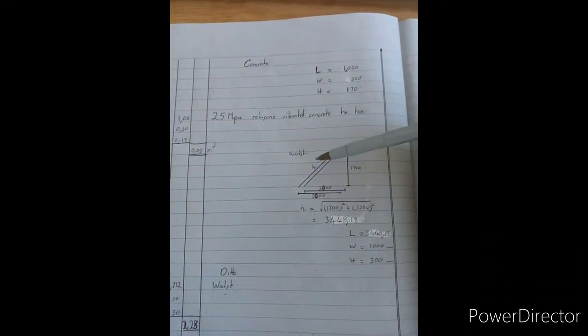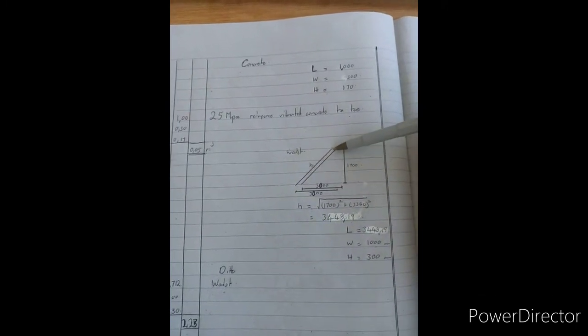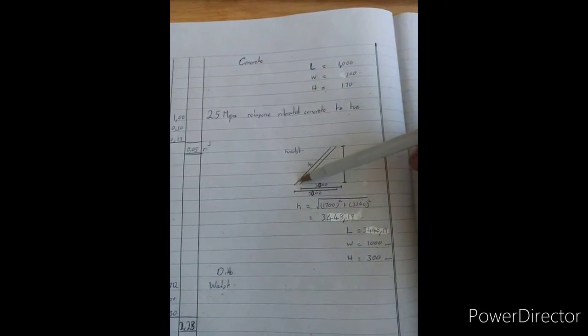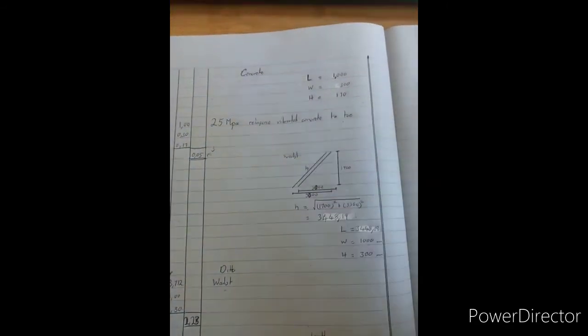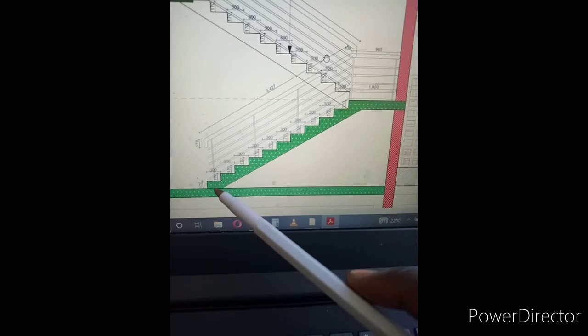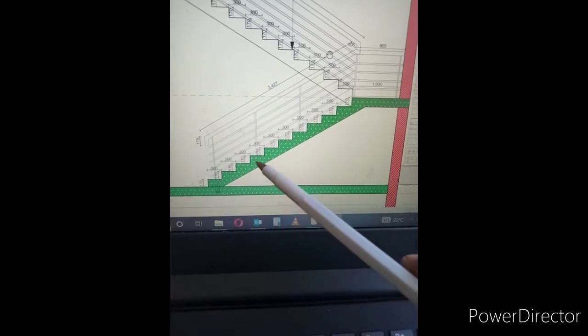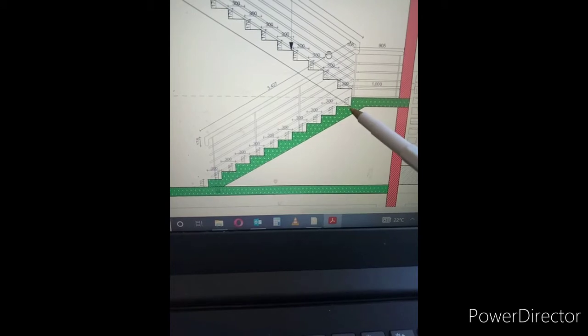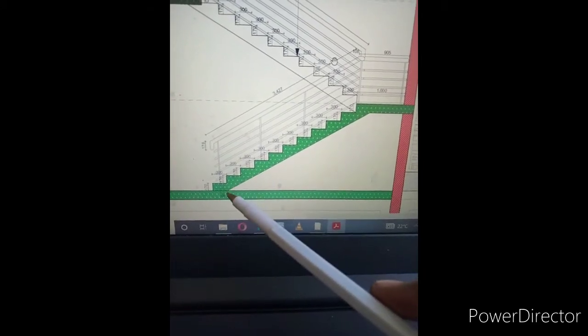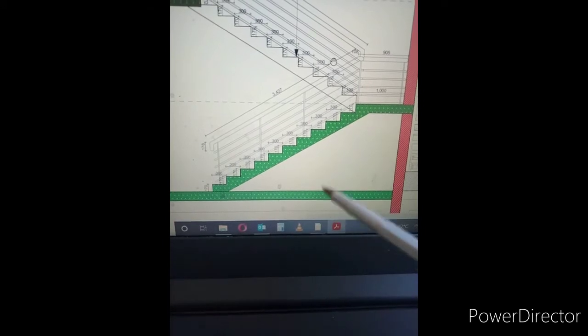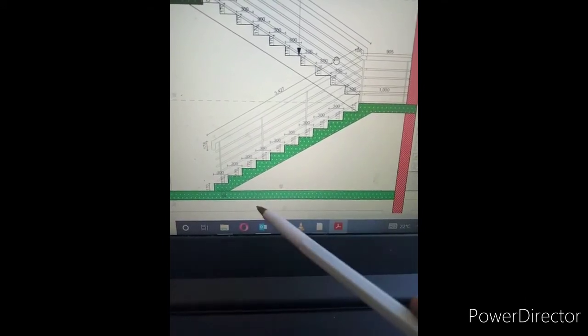Then we move on to the waist calculation. We'll be calculating our waist in the waist column. If you notice our waist, if we draw that imaginary line, it will form a parallelogram. This is our staircase here. So if you put an imaginary line here, it will form a parallelogram. We need to get this horizontal distance up to this end here, so the horizontal distance and the vertical distance.